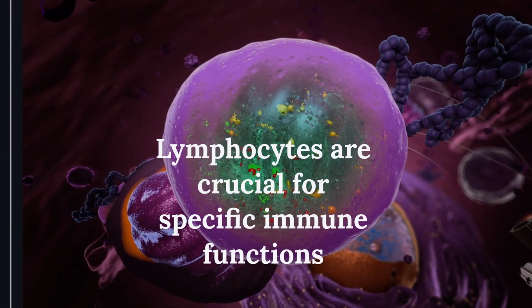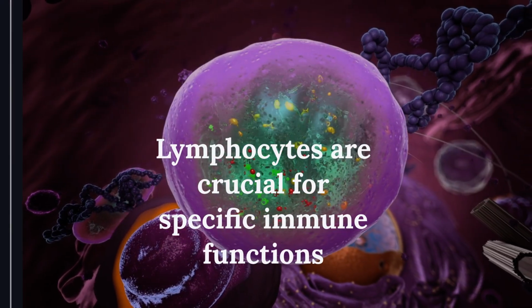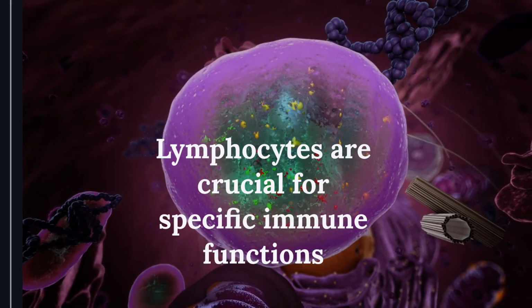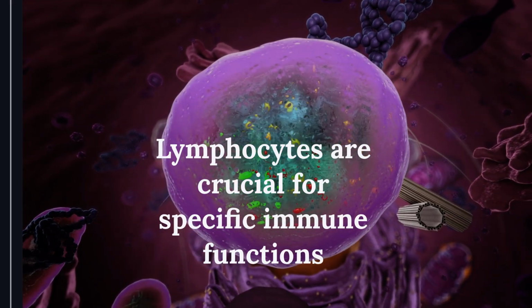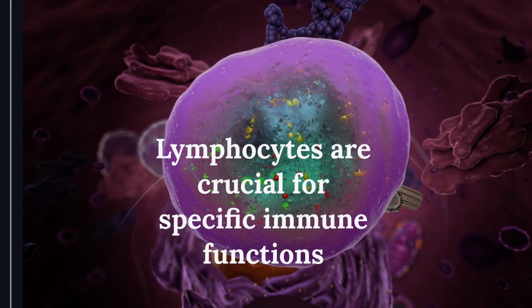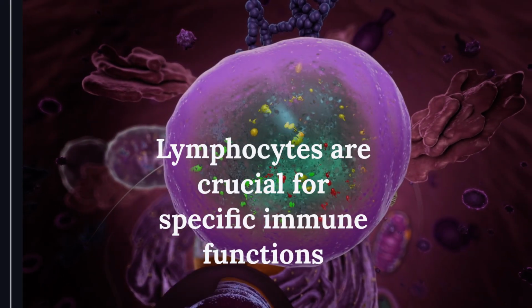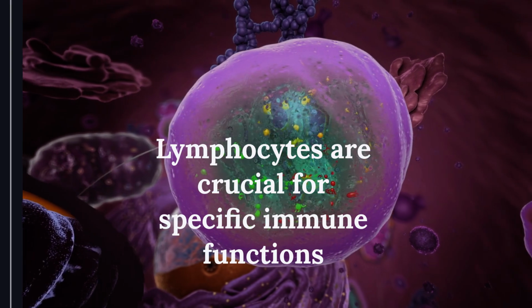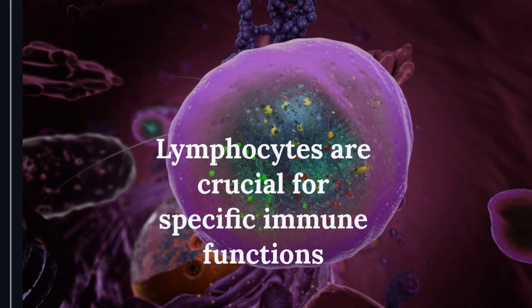Lymphocytes play a key role in specific immunity. B cells produce antibodies when they recognize antigens. Activated B cells become plasma cells, producing antibodies to neutralize pathogens. T cells support and regulate the immune response. Cytotoxic T cells destroy infected or abnormal cells directly.